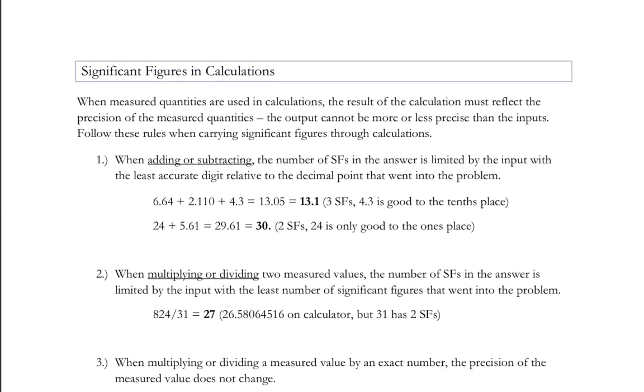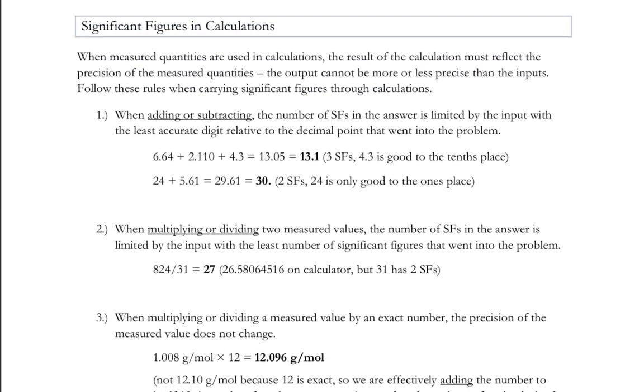We often make calculations and we have to consider sig figs. When adding or subtracting, we look at all the numbers we're adding and or subtracting, and we look at how many decimals each one has. The least number of decimals determines how many we will have in our final answer. So 6.64, 2 decimals, 2.110, 3 decimals, 4.3, 1 decimal. We would type all the numbers in our calculator and the display might show 13.05, but we have to limit it to 1 decimal because of the 4.3 having only 1. So we report in the final answer 13.1.